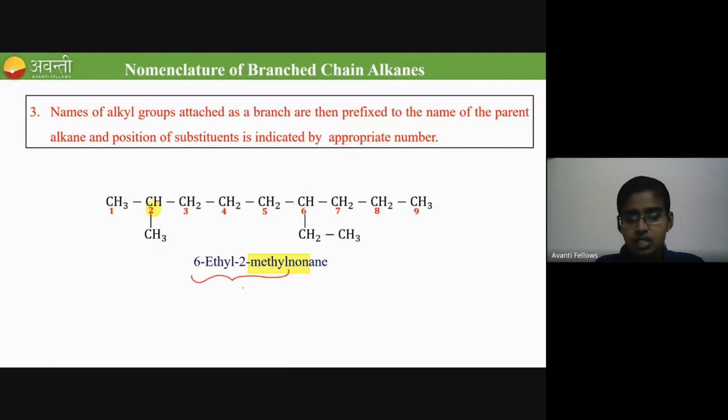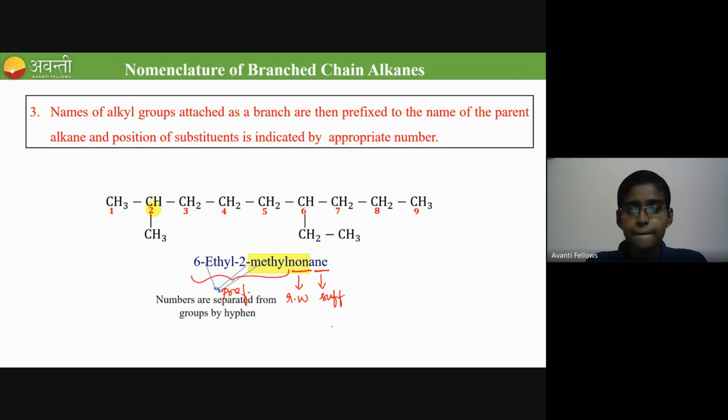This part is your prefix part. And since we are having 9 carbons in the parent chain, what is the root word? Root word is non. And it is a hydrocarbon, right? So we have to end it with the primary suffix, which is called alkane, A-N-E. Clear? Prefix, root word, and suffix. So this is your IUPAC nomenclature. Clear, students?